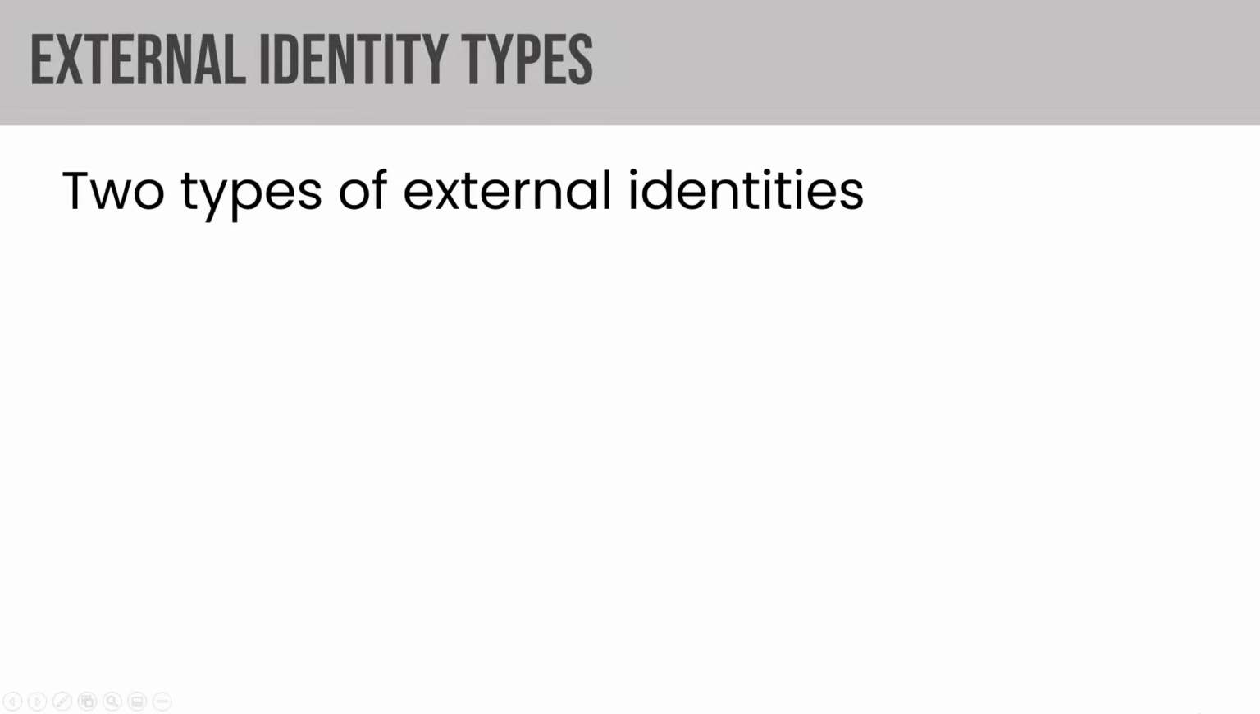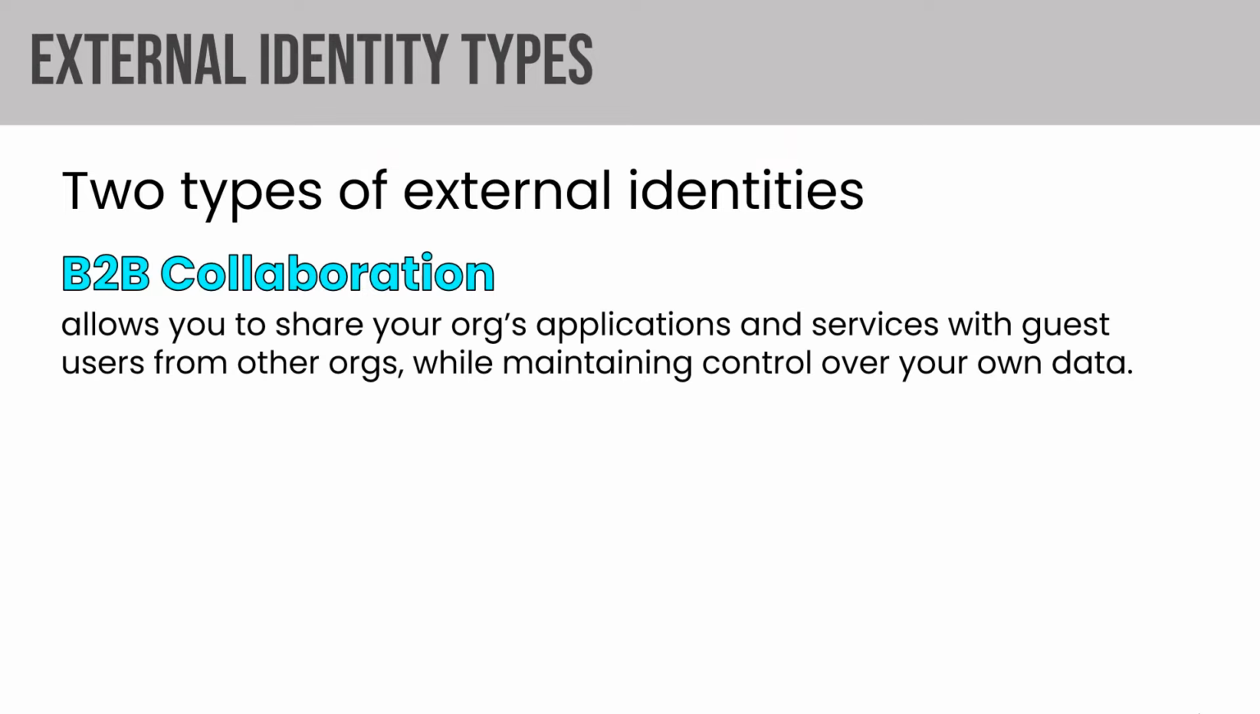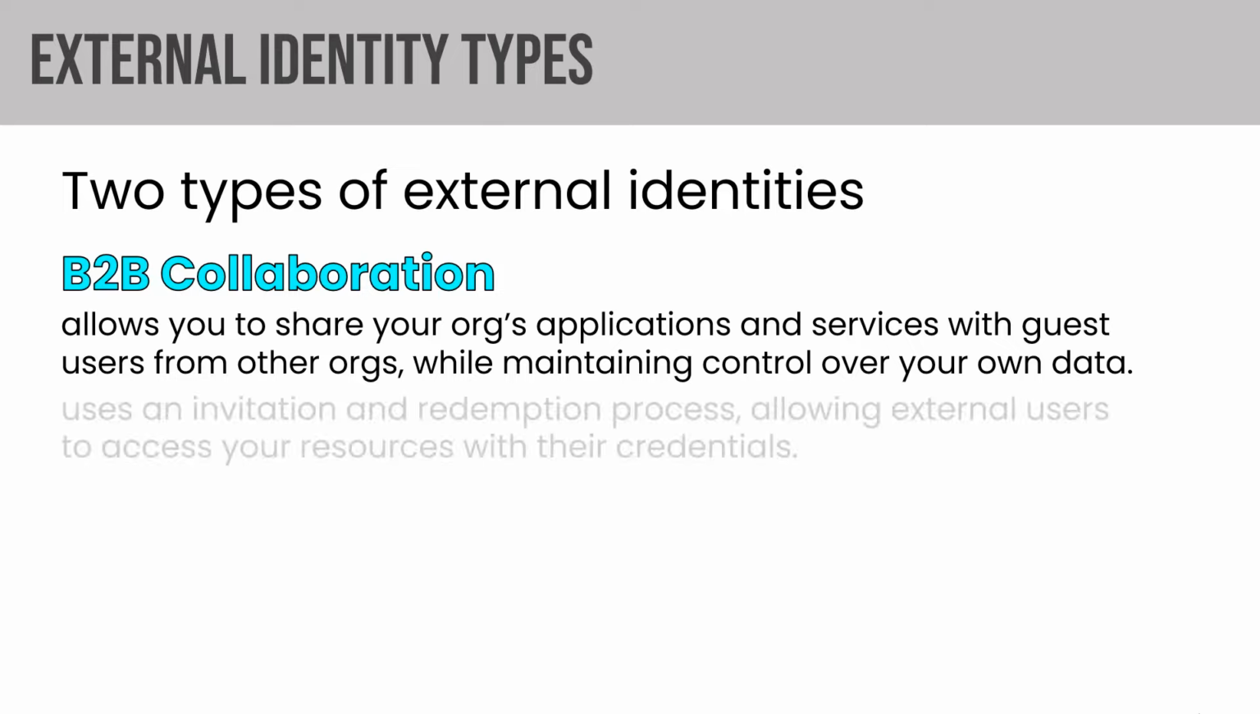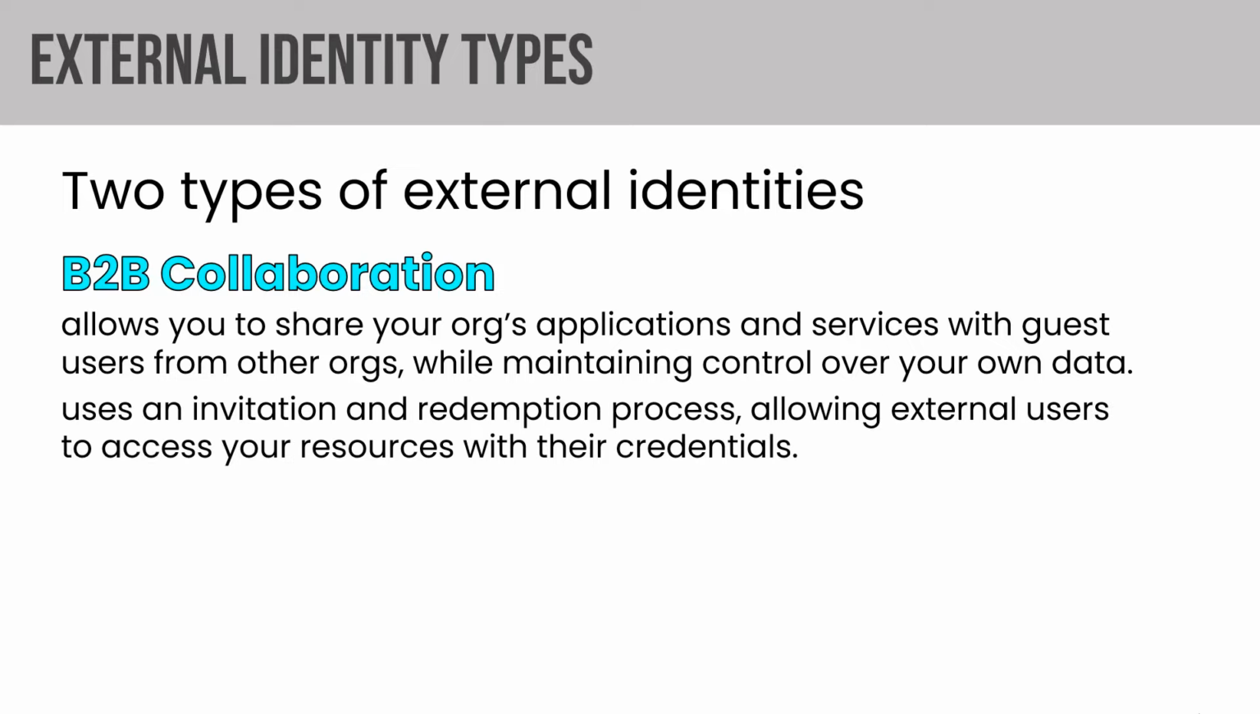Okay, we need to talk about external identity types. There are actually two types of external identities. So with B2B collaboration, it basically allows you to share your org's applications and services with guest users from other organizations while maintaining control over your own data. So it uses an invitation and redemption process, basically allowing external users to access your resources with their credentials.